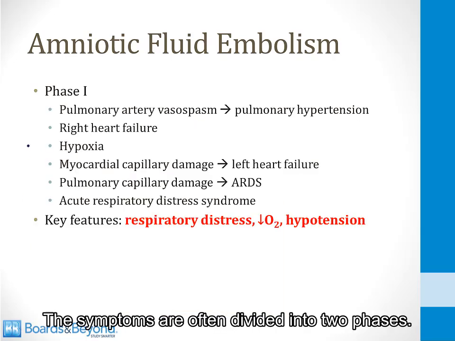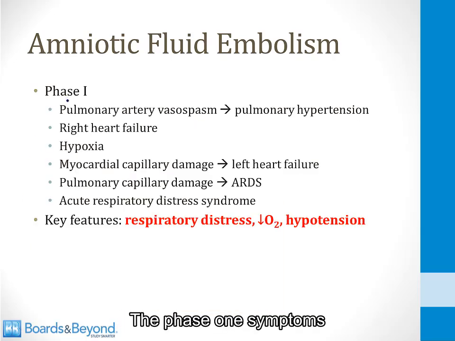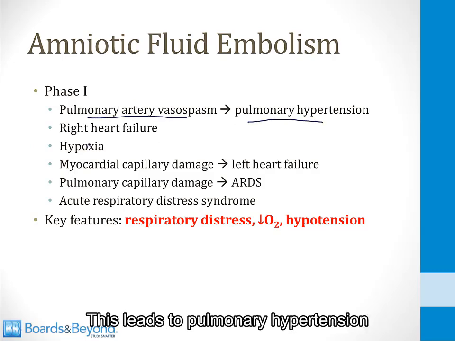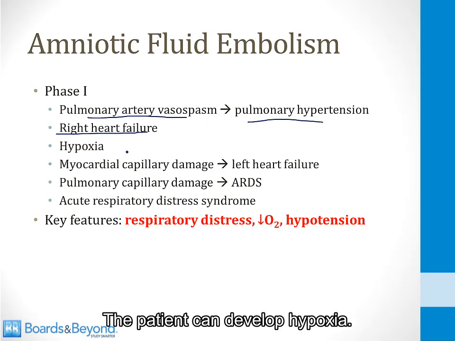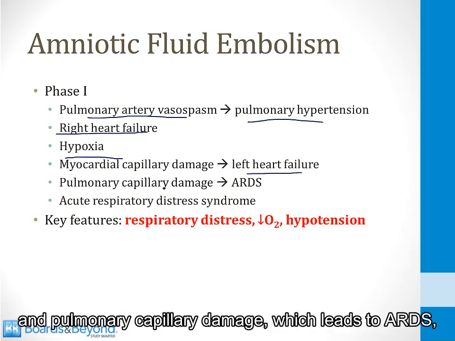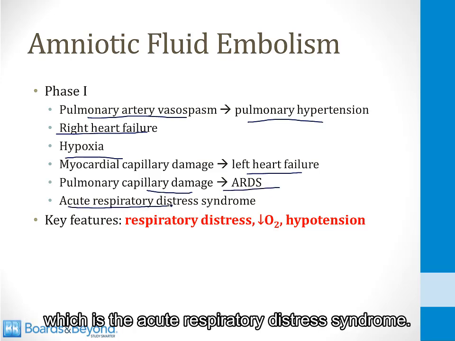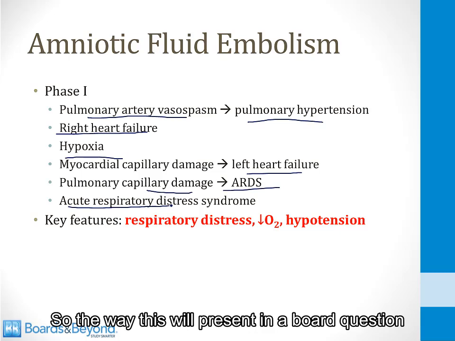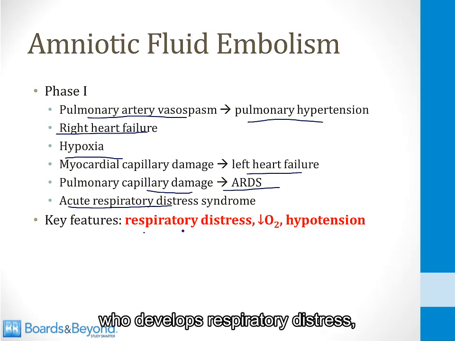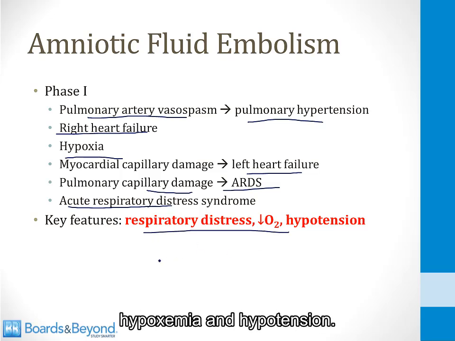The symptoms are often divided into two phases. The phase 1 symptoms develop from pulmonary artery vasospasm. This leads to pulmonary hypertension and right heart failure. The patient can develop hypoxia. There can also be myocardial capillary damage, which leads to left heart failure, and pulmonary capillary damage, which leads to ARDS, which is the acute respiratory distress syndrome. So the way this will present in a board question is a woman shortly after delivering a baby who develops respiratory distress, hypoxemia, and hypotension.